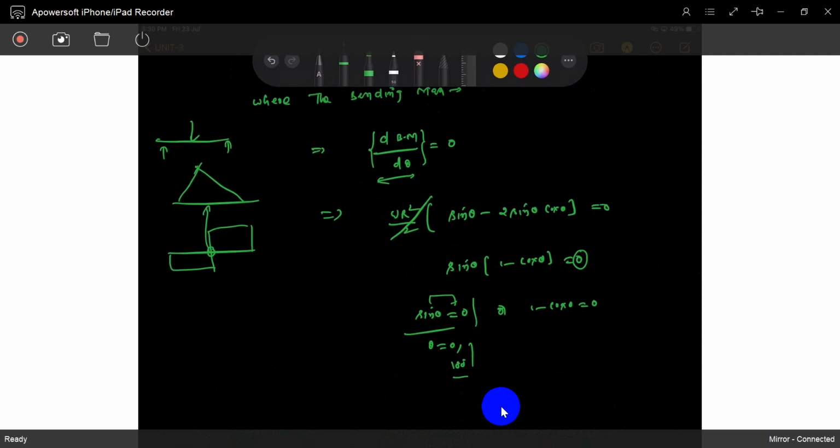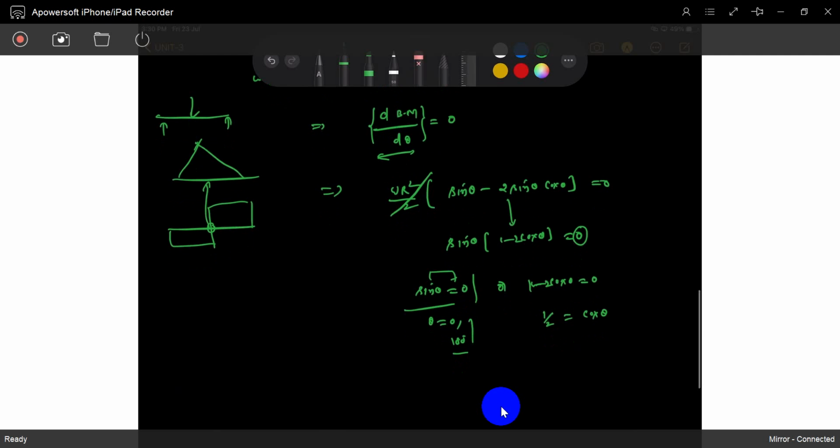So 1 minus 2 cos theta equal to 0. Okay. So 1 minus 2 cos theta is 0 means what is that? 1 by 2 is equal to cos theta. That's it. So what is theta? Theta is 60 degrees. Where is the 1 by 2? So exactly 60 degrees. That's it.